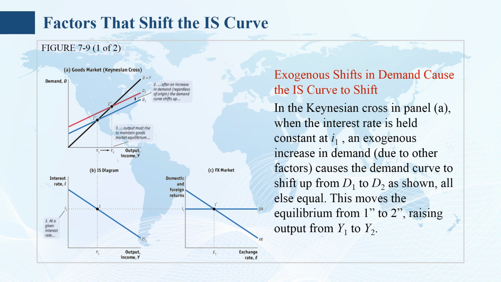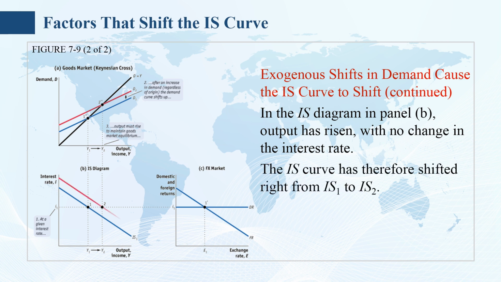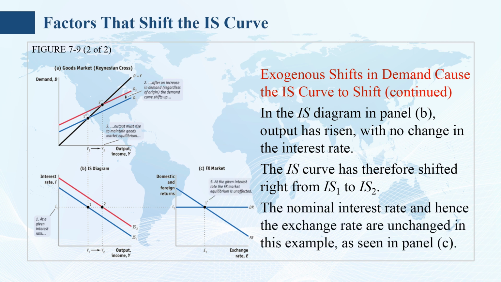In the S diagram in panel B, output has risen with no change in the interest rate. The S-curve has therefore shifted right from S1 to S2. The nominal interest rate and hence the exchange rate are unchanged in this example, as in panel C. A change in government spending.